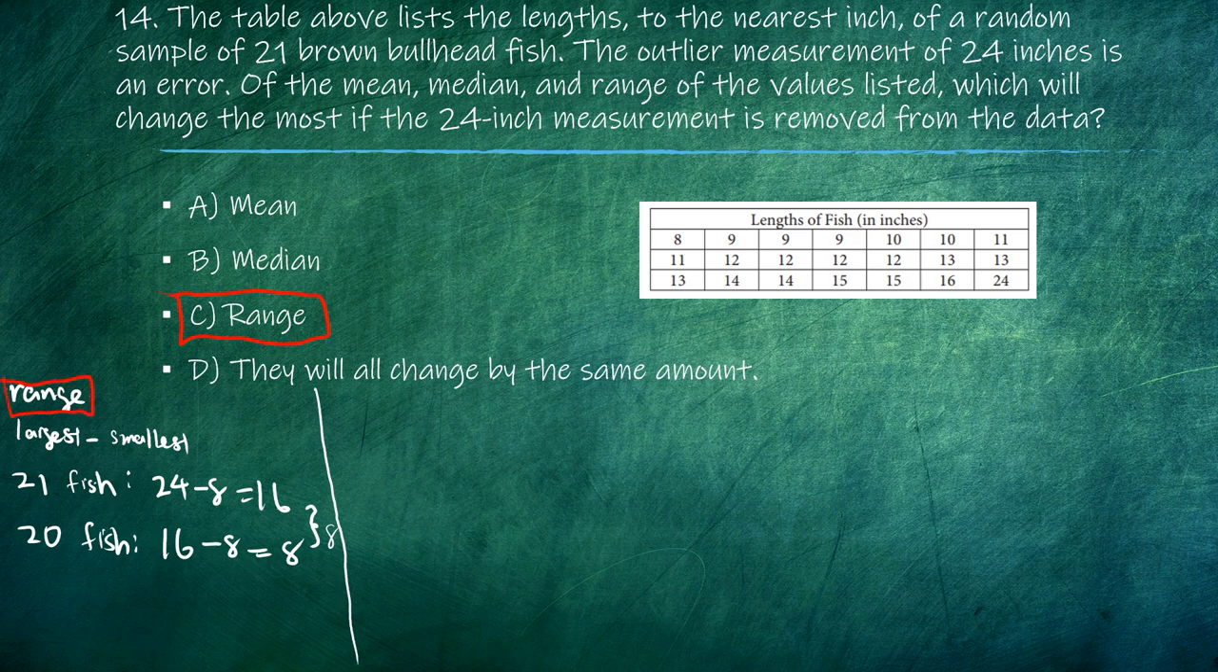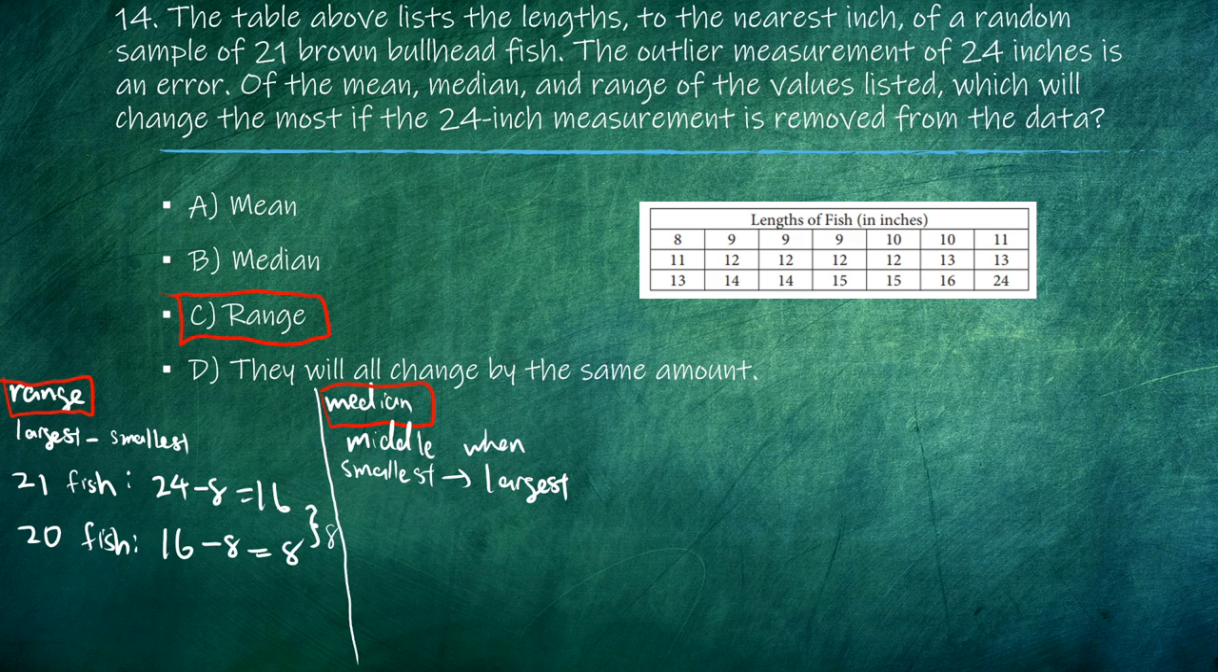All right, now let's look at median. So by definition, median is the number in the middle when we arrange the numbers from smallest to the largest. So let's write it down. The middle number when they are arranged from smallest to the largest.